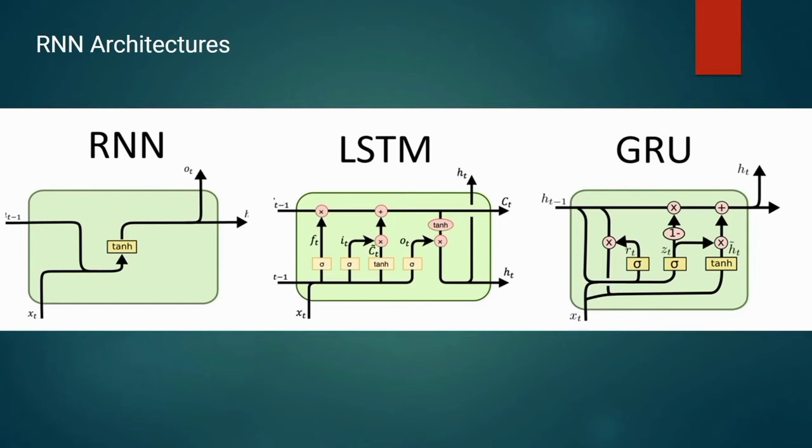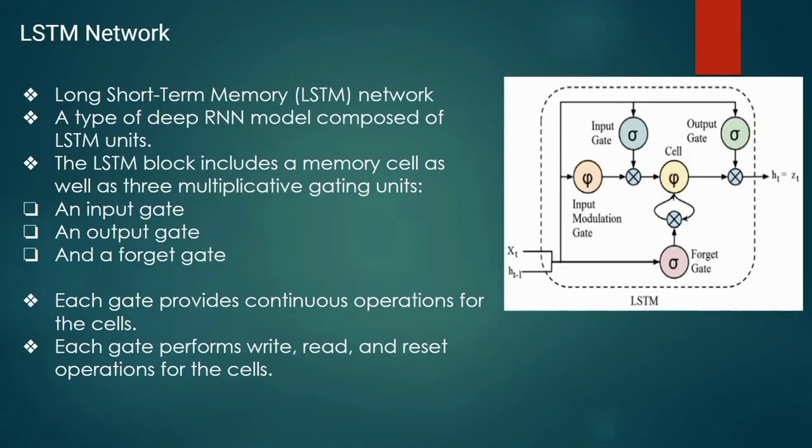Both of these are used every time to calculate an output and update the internal state. The LSTM network is a type of deep RNN model composed of LSTM units. The LSTM block includes a memory cell as well as three multiplicative gating units, which are an input gate, an output gate, and a forget gate.